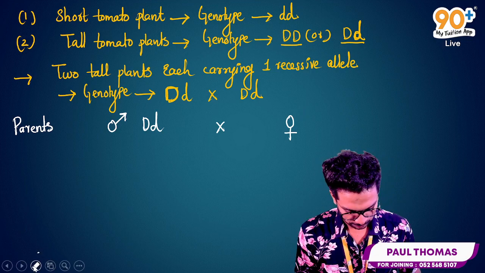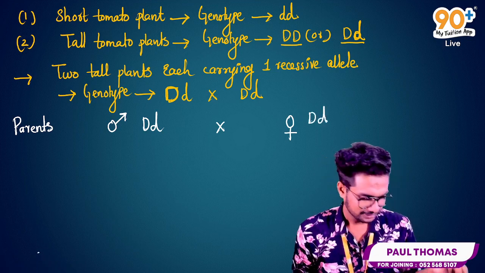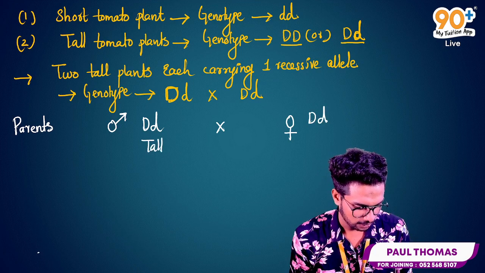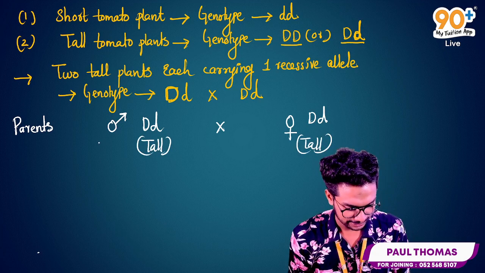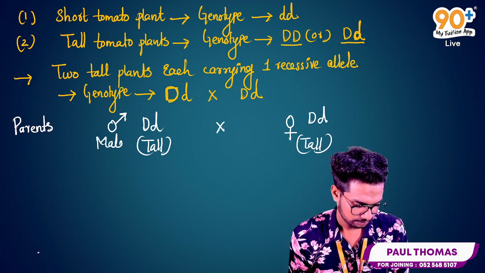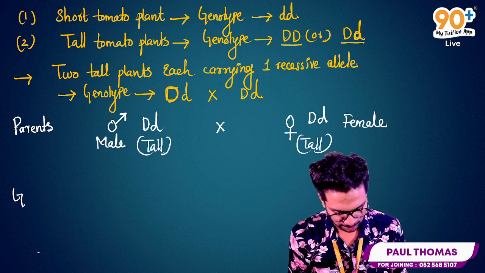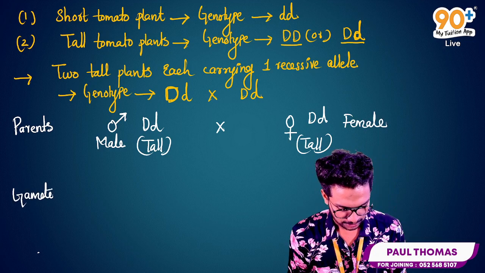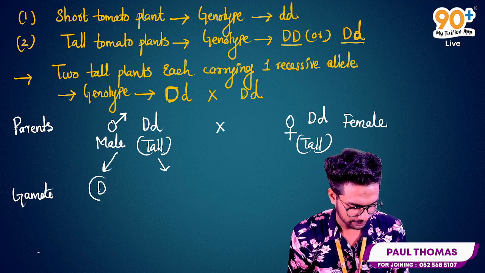The female one will be capital D small d. So both are tall, which are heterozygous in condition, and just mention it as male and just mention it as female. So now we need to write the gamete combination. The gamete segregation will take place and each gamete receives either one of the two alleles.